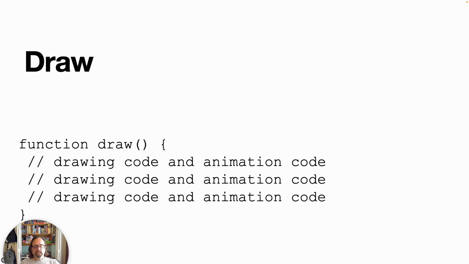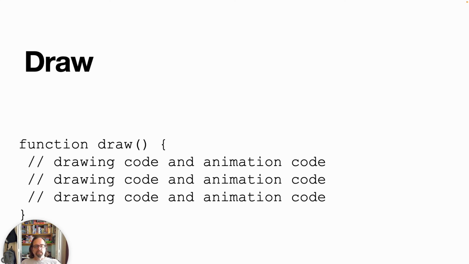Here is actually where we're going to put all your drawing code and animation code and code that checks to see whether the game is over. All kinds of things go into the draw. And again, you can see that this example has 3 lines of code in here. They're just comments right now, but this would be 3 lines of code.